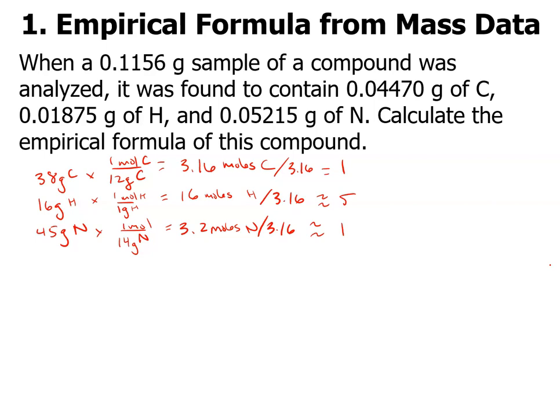Now if you're at like 1.3 or 1.25, then you might want to consider, okay, that's a pretty big difference, and that rounding is quite substantial. Then you would want to consider multiplying until whole. But in this case, we can be pretty confident our empirical formula is C1H5N1.